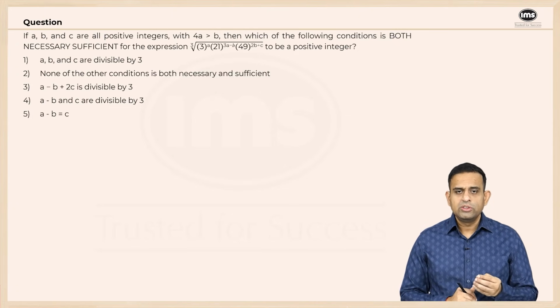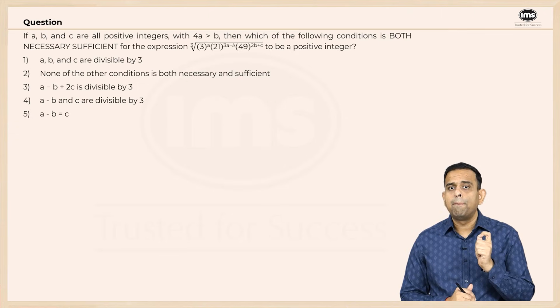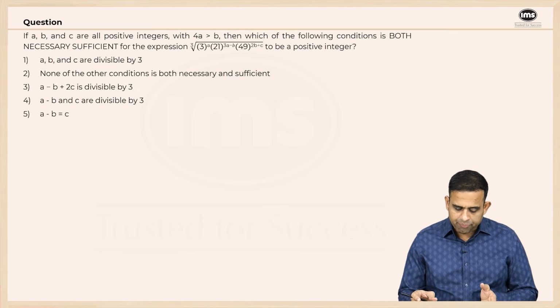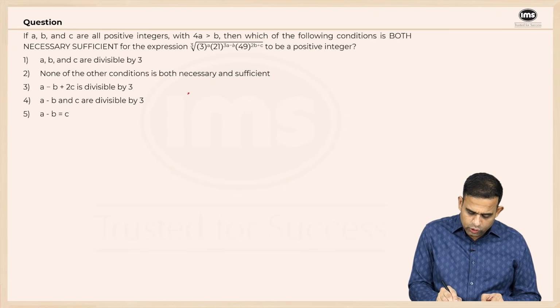So what you want to do is write everything in terms of powers of 3 and powers of 7, and the powers of 3 and the powers of 7 should be a multiple of 3. So we are going to focus on that particular aspect over here. So let's look at this expression. Suppose we have the cube root of, the first term will remain in the form of 3 power a.